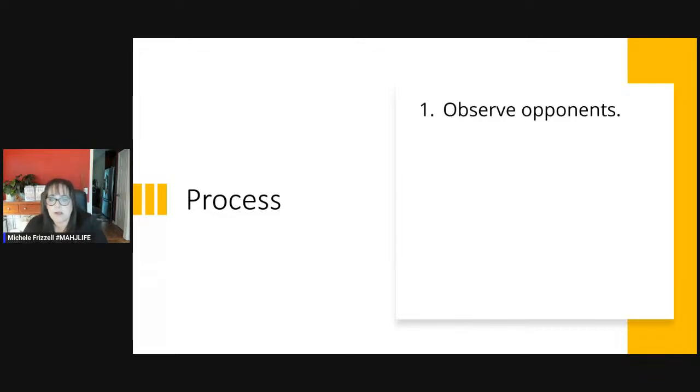So let's talk about the process for identifying your opponents. Now that you have an idea of what your playing style is, let's talk about how to identify your opponent's playing style. You want to observe them at the table. In a social setting, a drop-in game, or a party atmosphere, you're going to have time to observe your opponents.